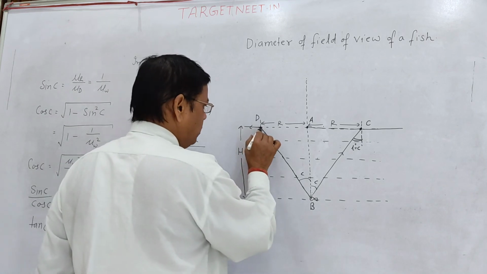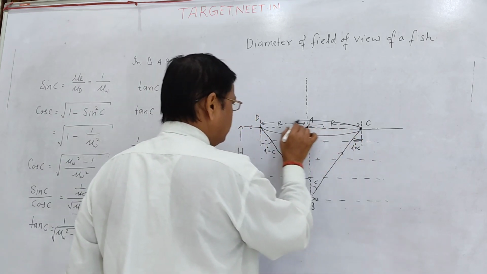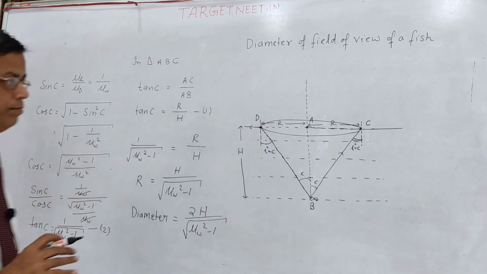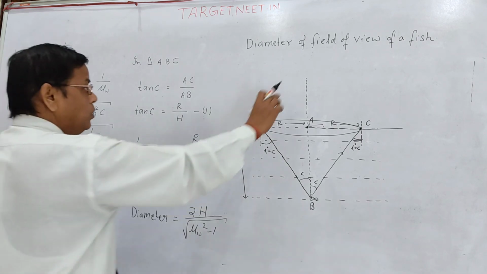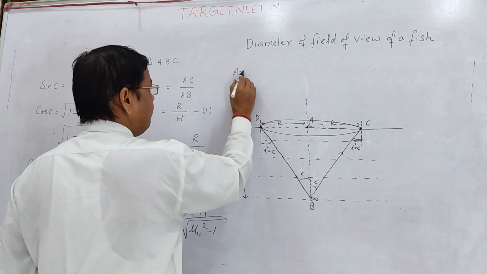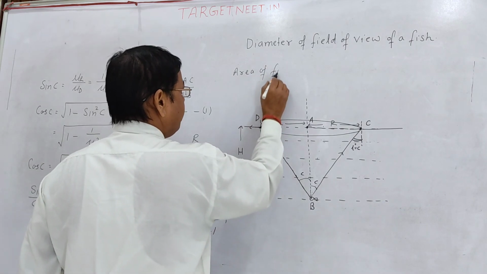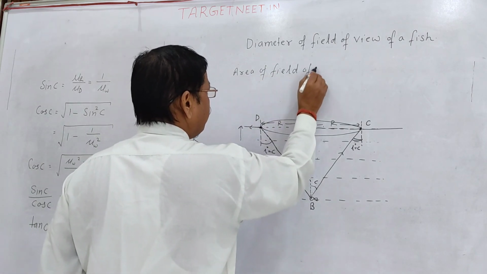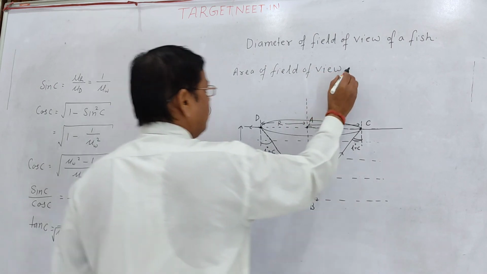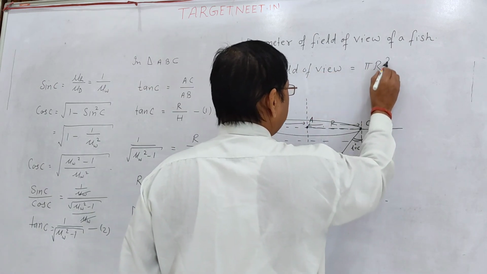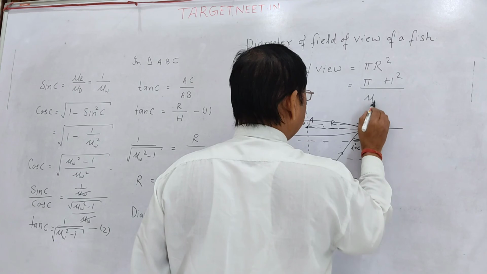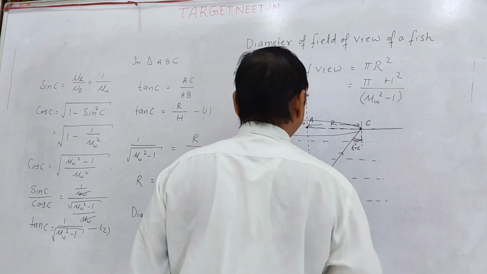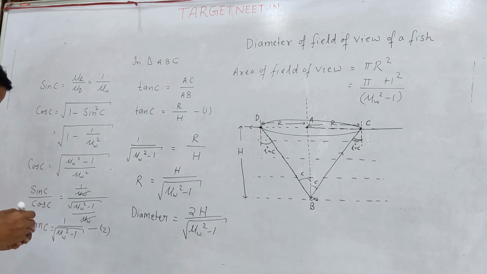So there will be a circular region, consider it like this. So what is the area of the field of view? The area of a circle is pi r square. So the area of the field of view is pi r square, that is pi h square divided by mu water square minus 1. So that is the area of the field of view.